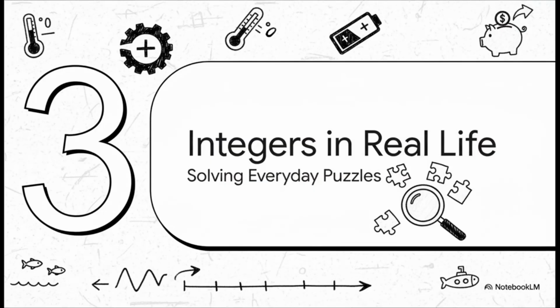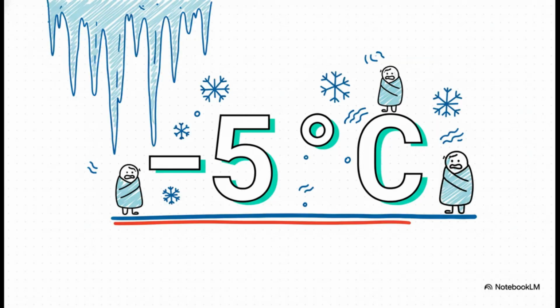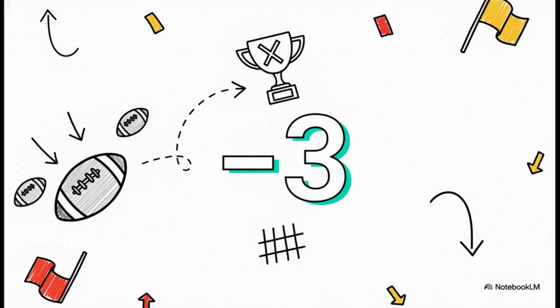Okay, awesome. Now we have the tool we were missing, so let's circle back to those puzzles from the start and see how integers just knock them out of the park. So remember that freezing cold morning? That -5 degrees Celsius isn't some weird abstract concept anymore. It just means it's 5 degrees below the 0-degree freezing point. That little minus sign, that integer, gives us a super precise and clear way to describe it. See? Problem solved. Simple.